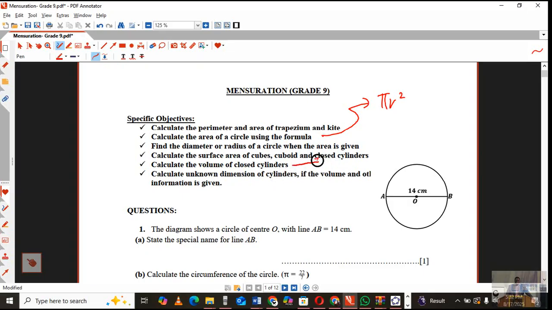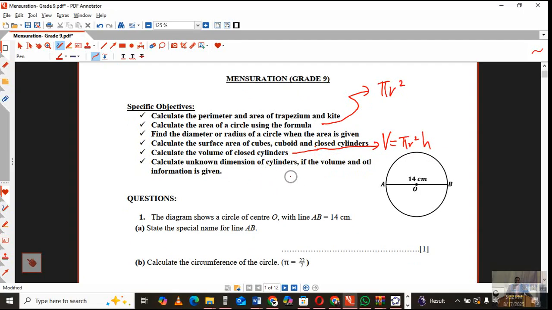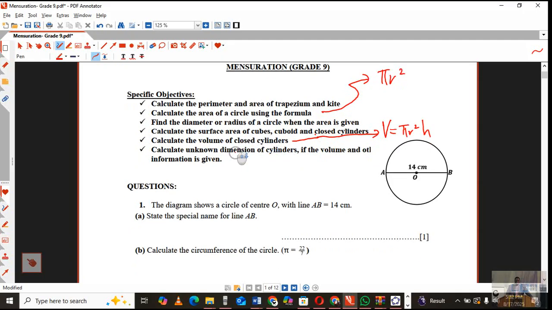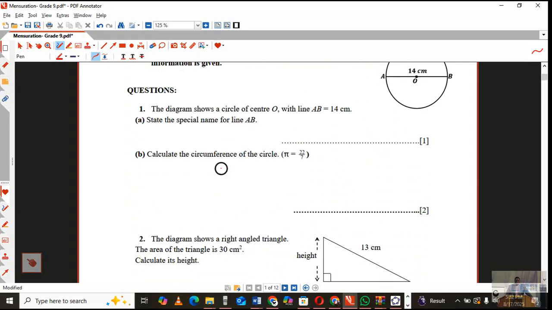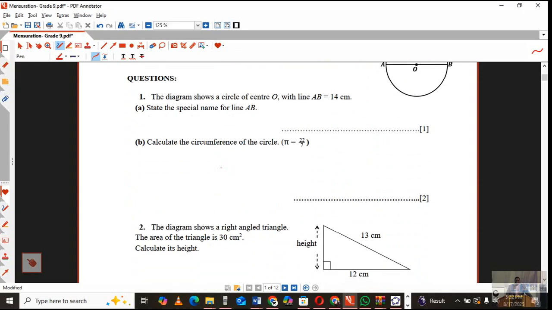Of course, the formula to calculate the volume of a cylinder would be pi r squared times the height, obviously being given, or you will be given one or the other. Okay. Then you have the volume. You must find unknown dimensions or measurements of cylinders if either you are given the volume and other information is given. Right. So let's start with question one. As I said, quite many.